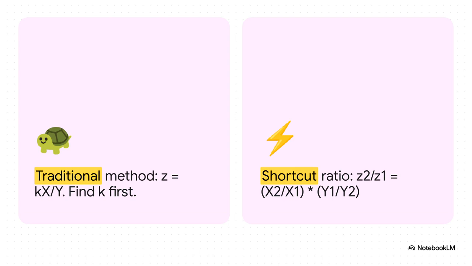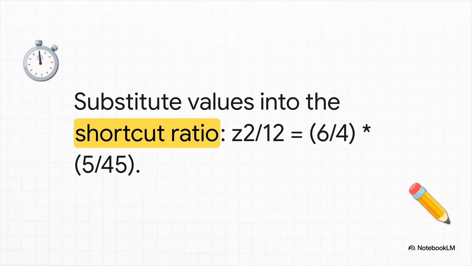Instead of doing the traditional method where we have to stop, find k, rewrite the formula, and substitute again, you can actually set up a direct ratio between the new and old variables and skip finding the constant k entirely. It looks like this. The new z over the old z equals the new x over the old x multiplied by the old y over the new y. Let's actually see this shortcut in action with our numbers so you can see how cool it is.